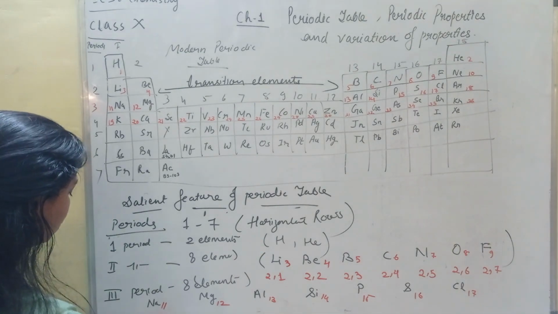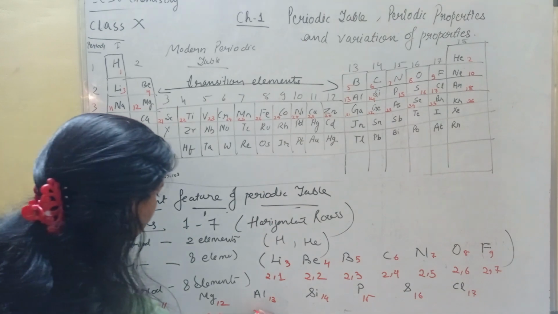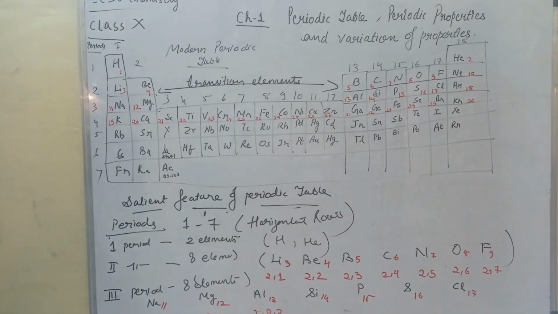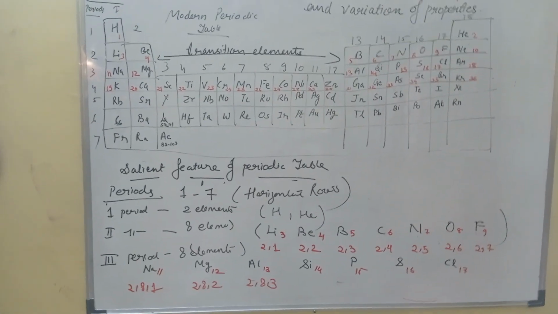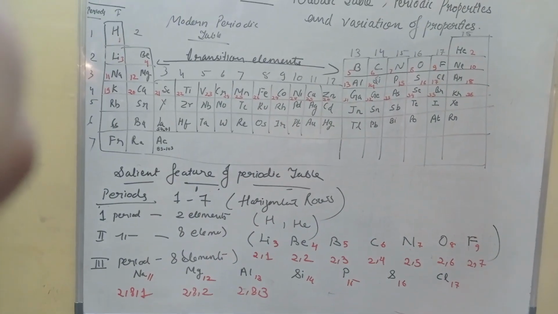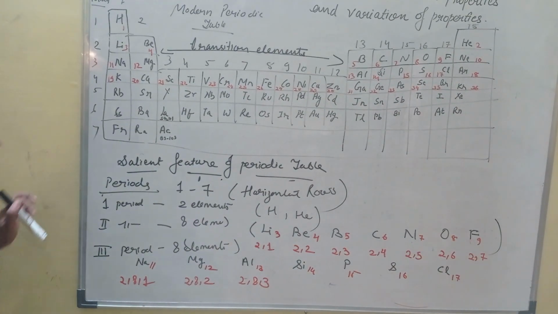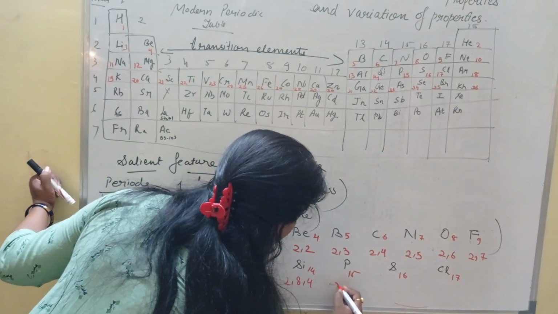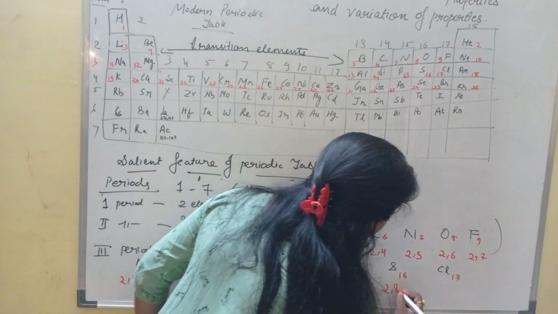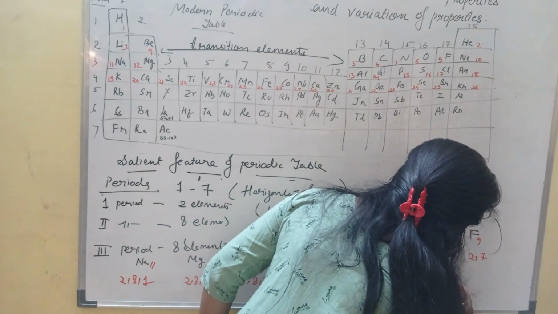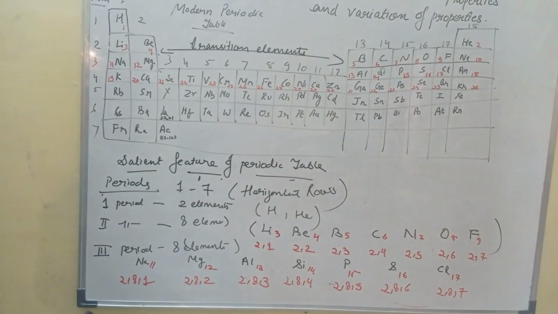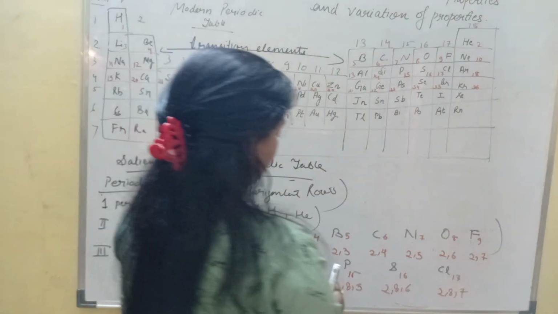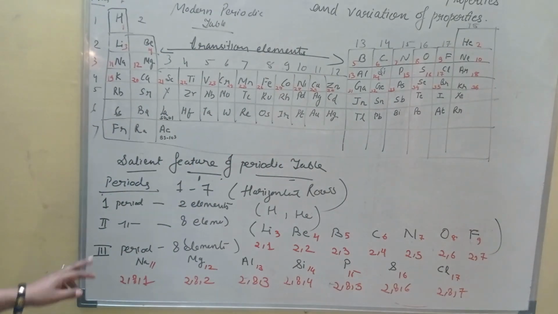Configuration 2,8,1; 2,8,2; 2,8,3; 2,8,4; 2,8,5; 2,8,6; 2,8,7. So I have written the second period and third period elements, and you can see, try to observe what they have in common. Okay.